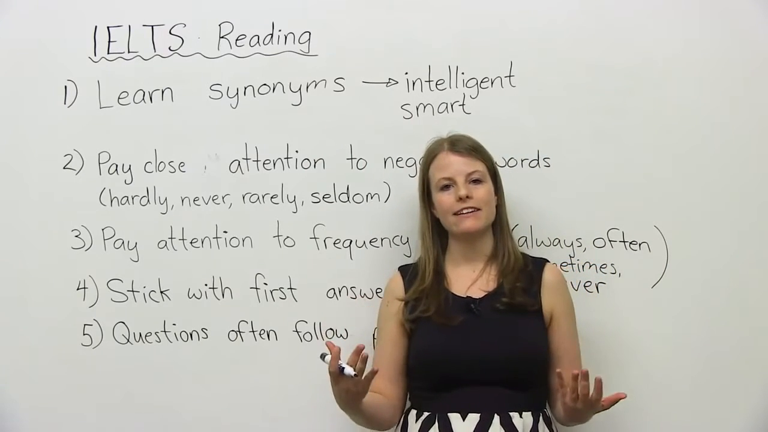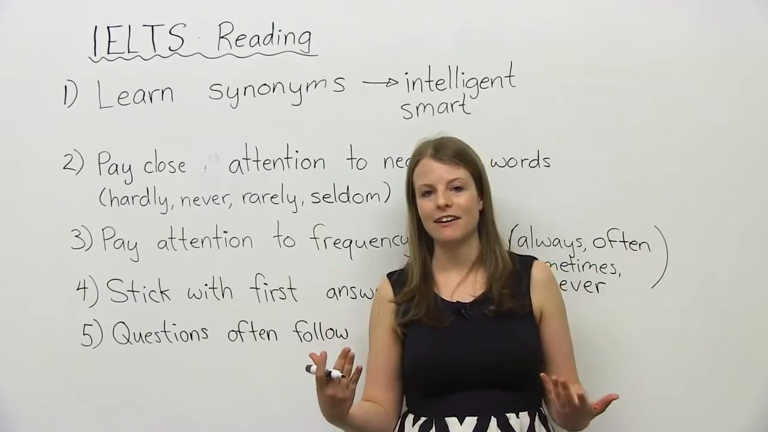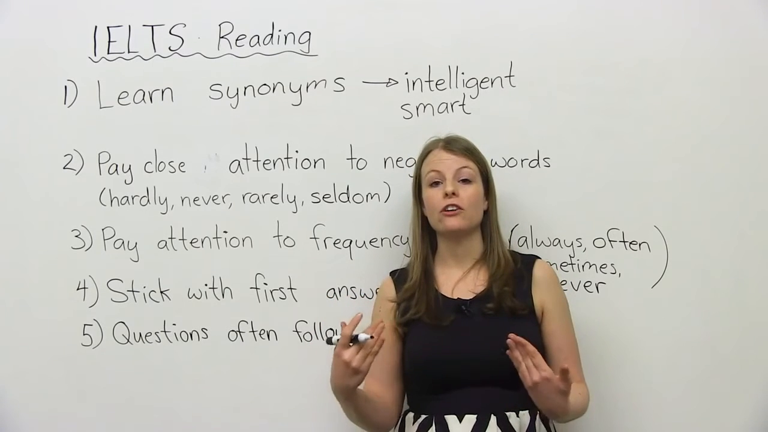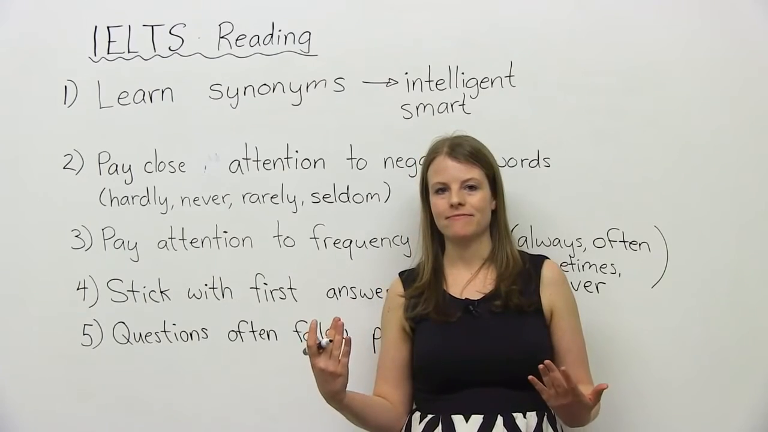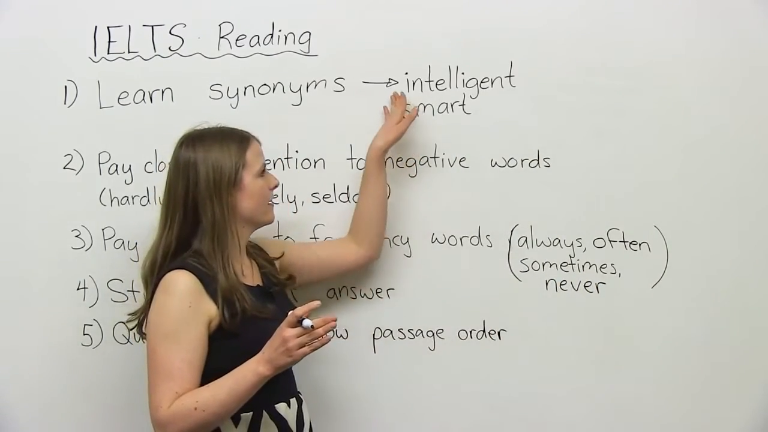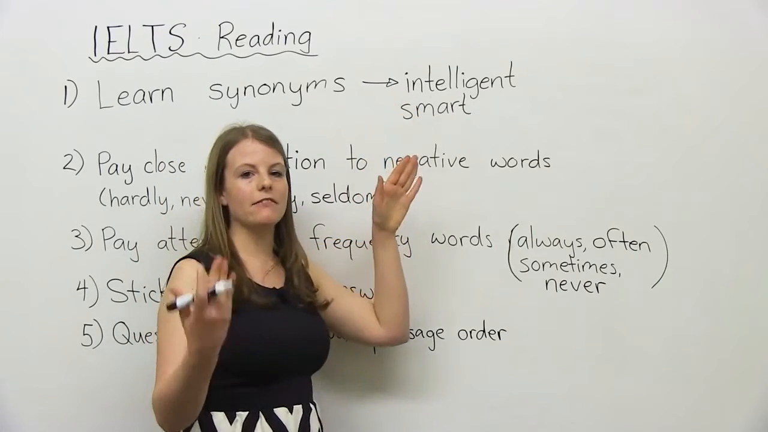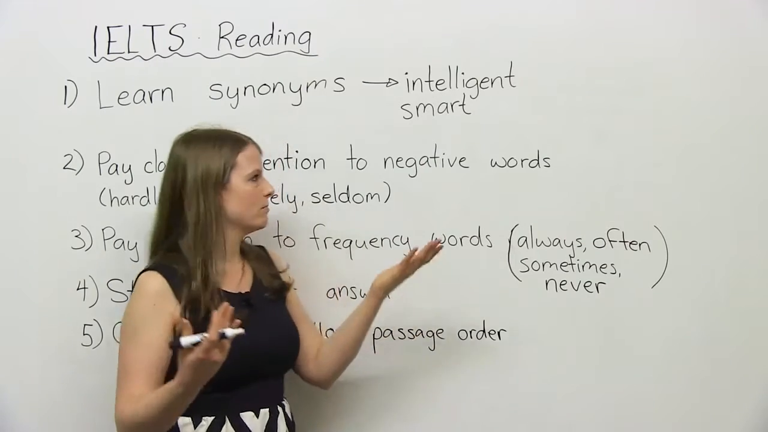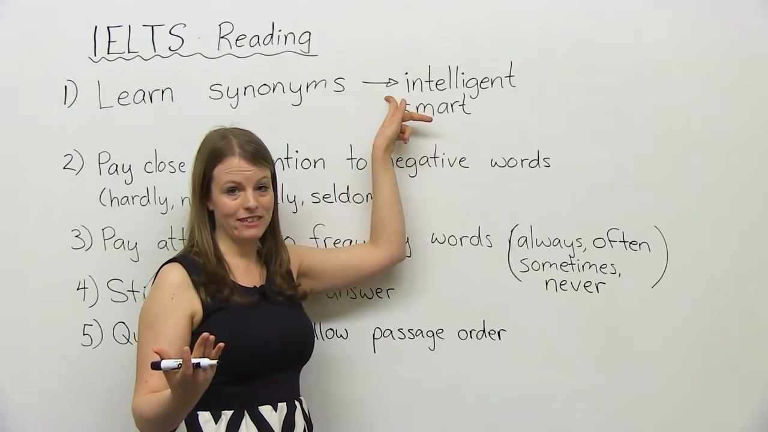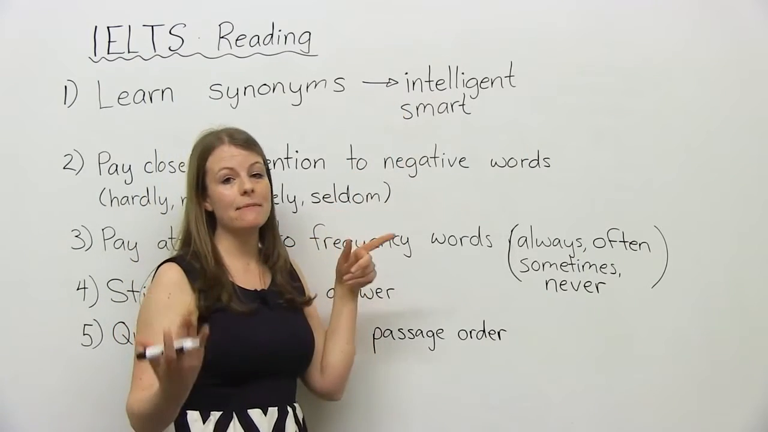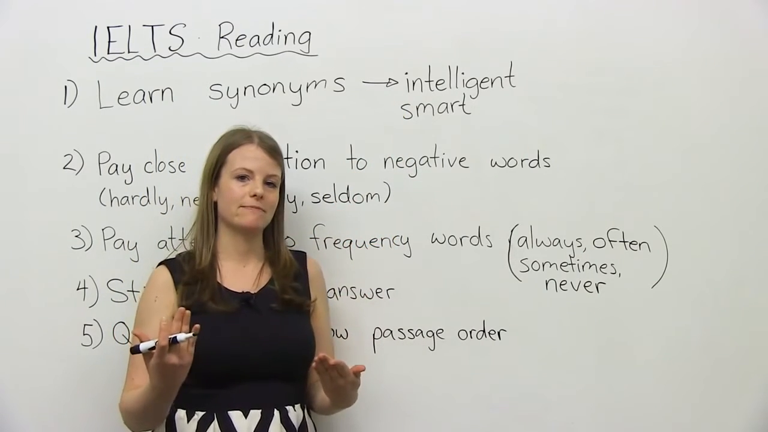When you're practicing for the IELTS, when you're preparing for the IELTS, one way to prepare is to start learning synonyms. Now, what's a synonym? A synonym is a copy of another word, where the meanings are the same, but the words are different. So, an example, intelligent and smart. These are synonyms. They have the same meaning, but they're different words.